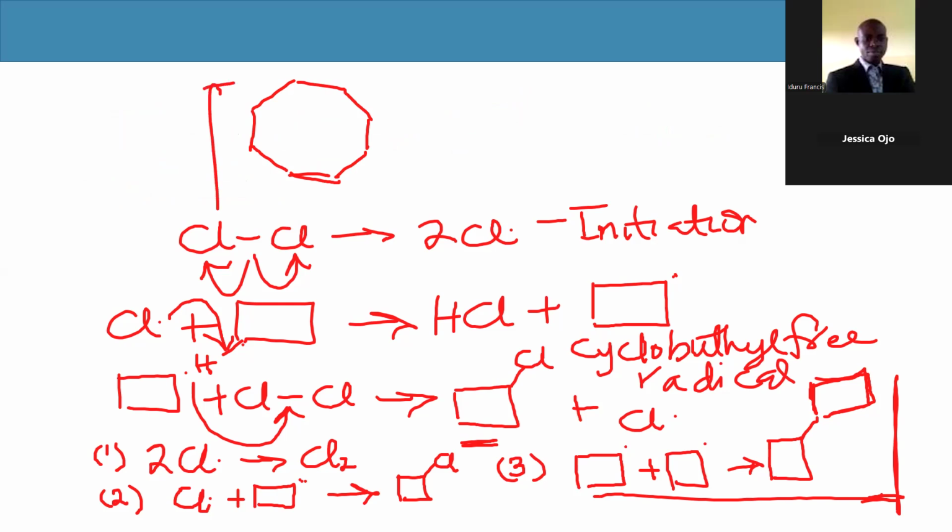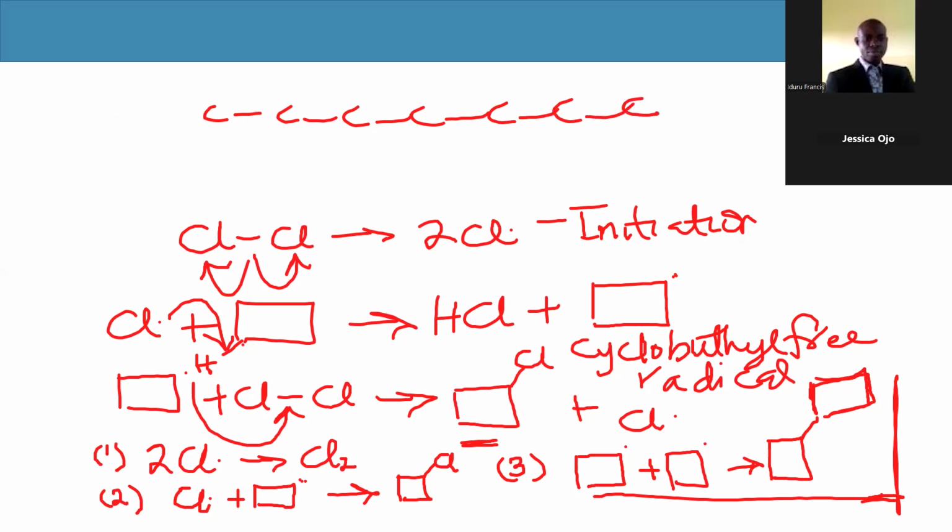No, because like that there are going to be 8 carbons. Yes, cyclooctane. That one will not be correct, because you are talking about one free radical joining another free radical.